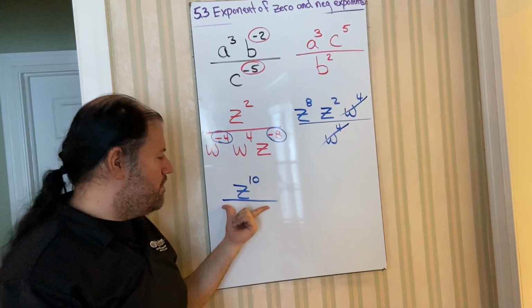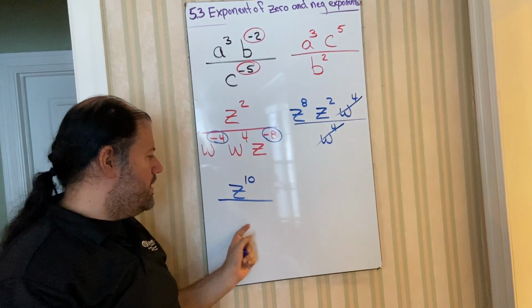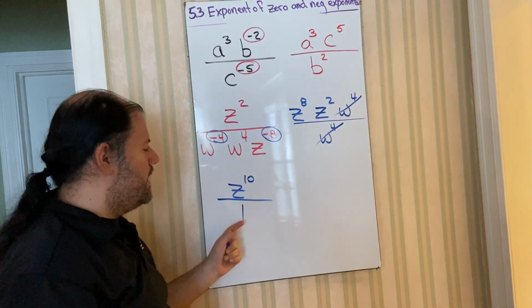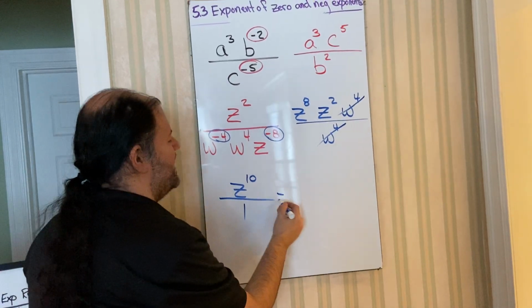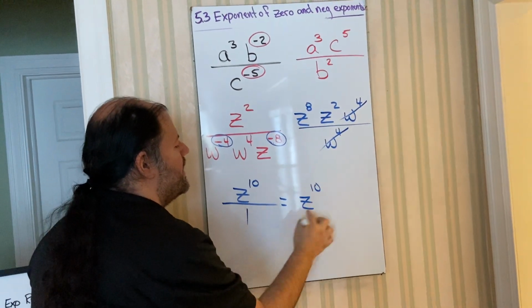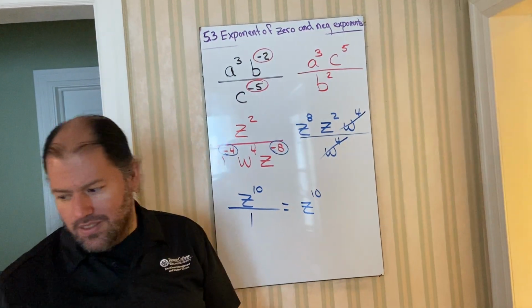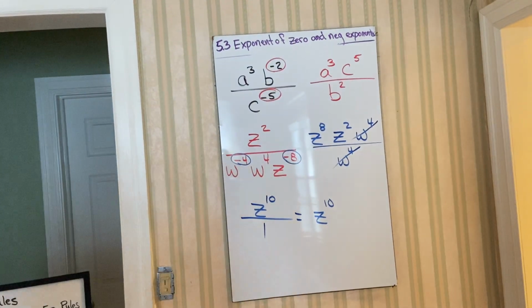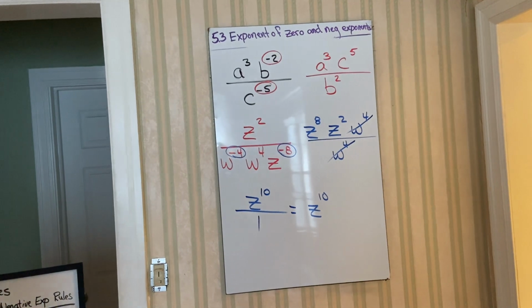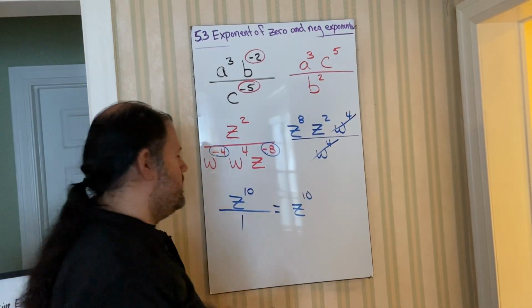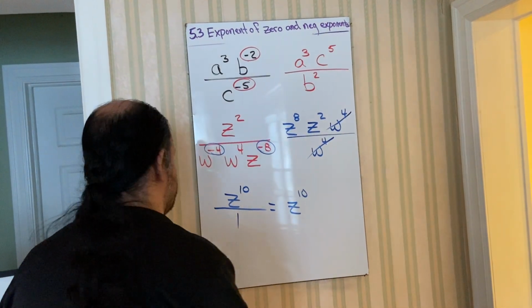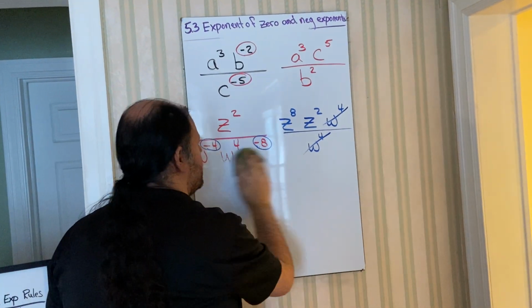Do you need this fraction bar any further? No, because if you said there's nothing left at the bottom, you put a 1. But what's Z to the 10th divided by 1? It's going to be just Z to the 10th without the fraction bar. Okay? So we can do the product rule, the power rule, the quotient rule with negatives, as long as we go through these steps, 1 through 5.